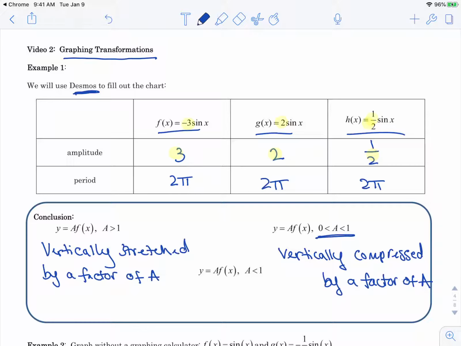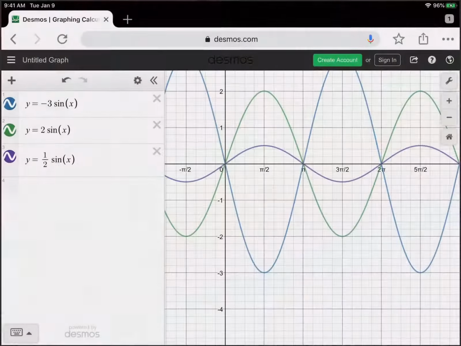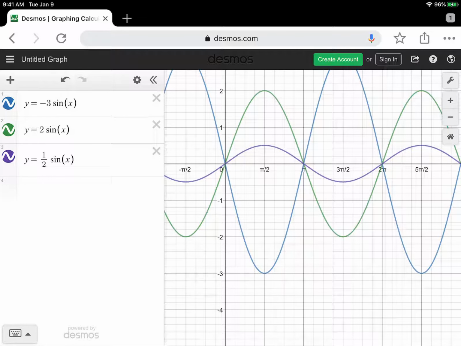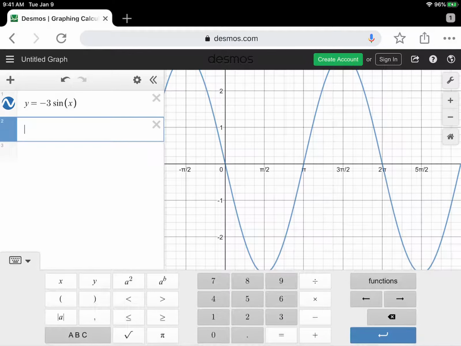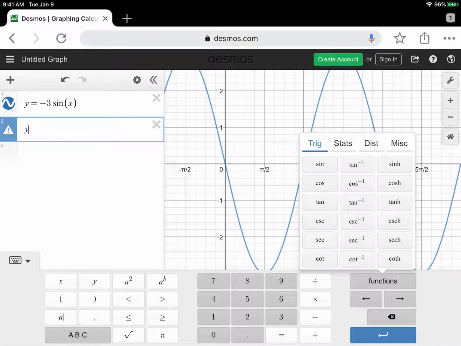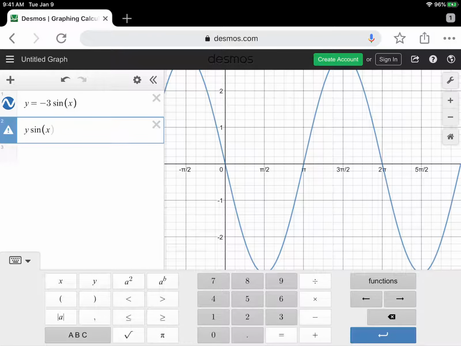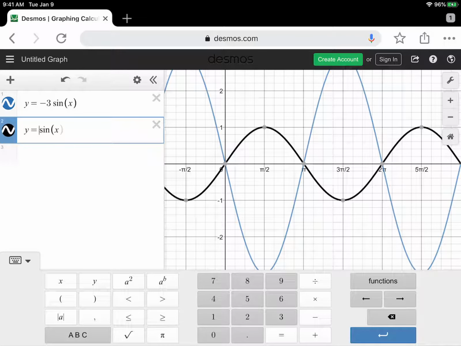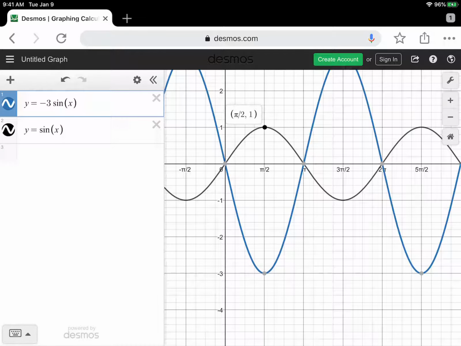Now, this should actually be when A is less than 0, so change that on your notes. When A is less than 0, which was this case, going back, we're going to look at the blue graph and compare it to our original graph, known as our parent function, so just y equals sine x. Well, yes, the graph got vertically stretched, but didn't it also flip? From black to blue, now it's flipped over the x-axis.